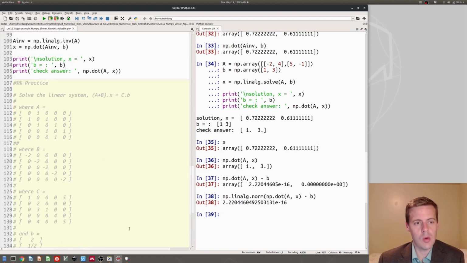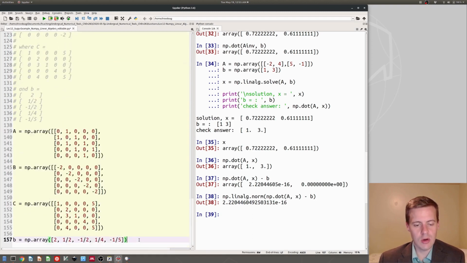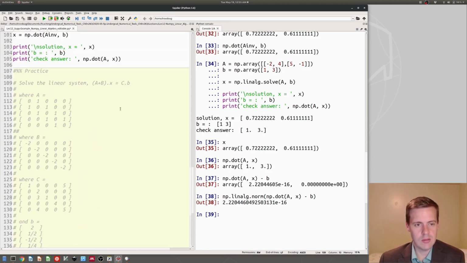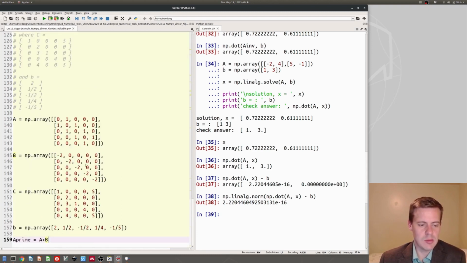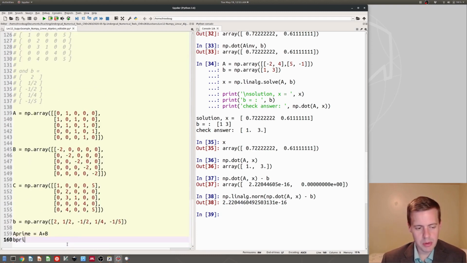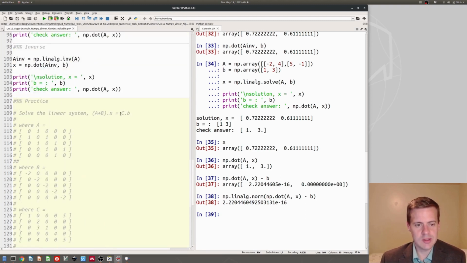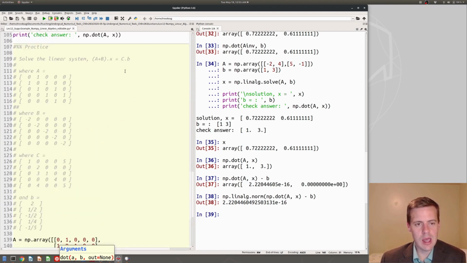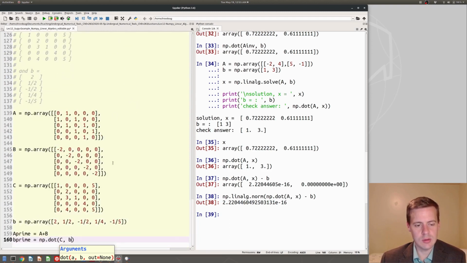Now I want to solve this system. A plus b dot x is equal to c dot b. Well, what's going on here? This looks just like ax equals b, except I have to calculate this, and then I have to calculate this to get a new right-hand side. So I'm going to call a prime equal to a plus b, right? Because I have a plus b right there, and that's going to be my new a. And I'm going to call b prime equal to what? C dot b. Well, how do I do that? I do np.dot c comma b. Boom. Okay. Now I have a prime dot x is equal to b prime.